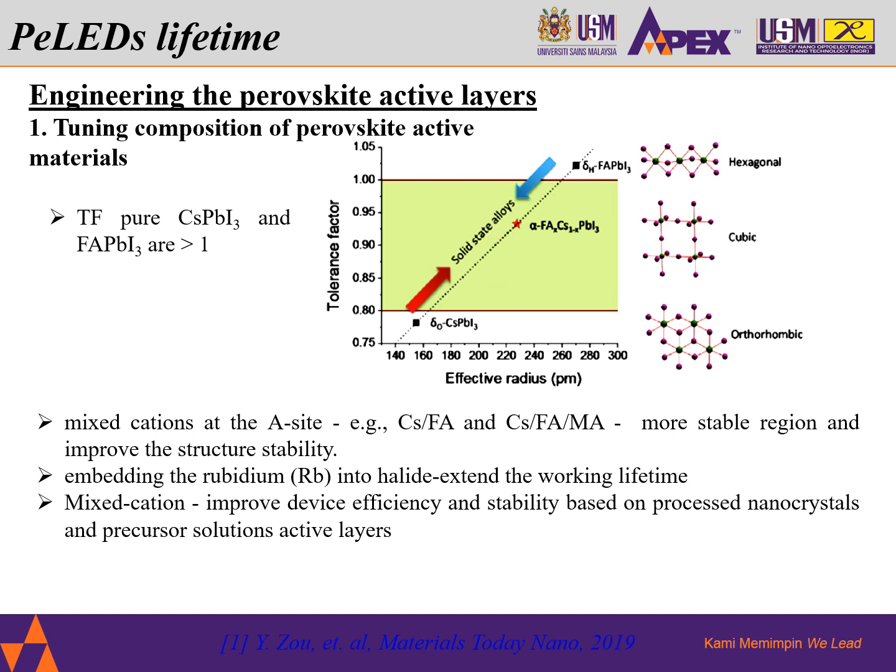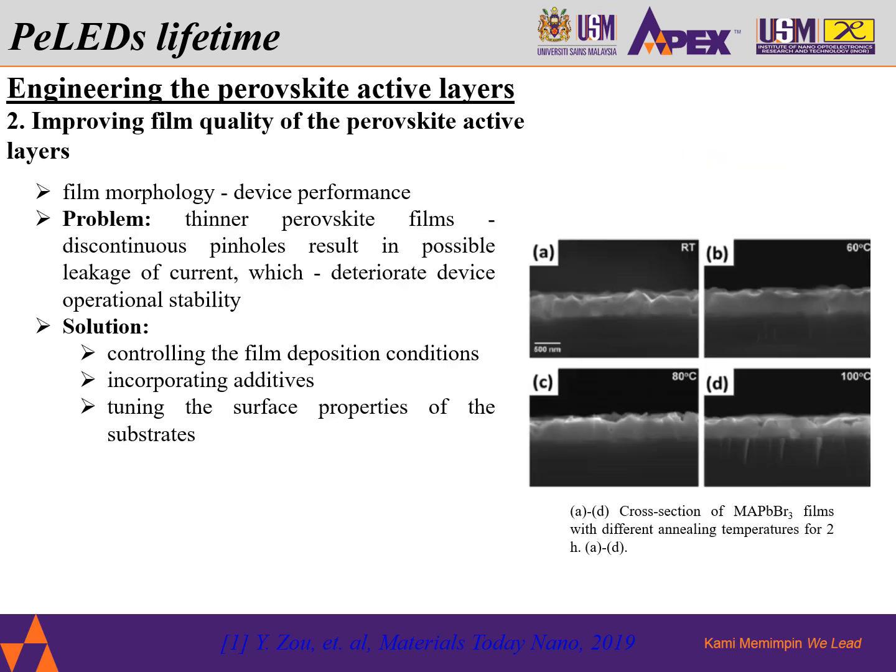In addition, further embedding rubidium, Rb, into halide perovskite films would extend the working lifetime itself. Mixed cation perovskites have also been demonstrated as one of the effective methods to improve the device efficiency and also stability of PeLEDs based on the active layers that are processed from nanocrystals and precursor solutions.